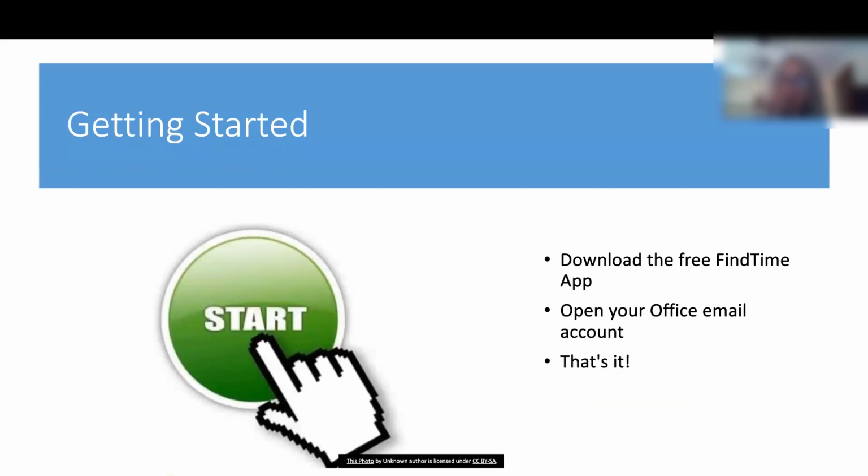So how do we get started? It's really simple. Download the free FindTime app, and I'll show you the process, and then you can go ahead and do that for yourselves. Then you just open your Office email account, and that's it. It's an actual tile that shows up in your Office email account.